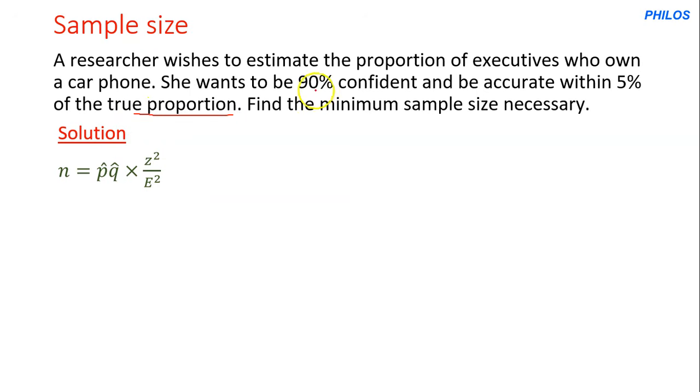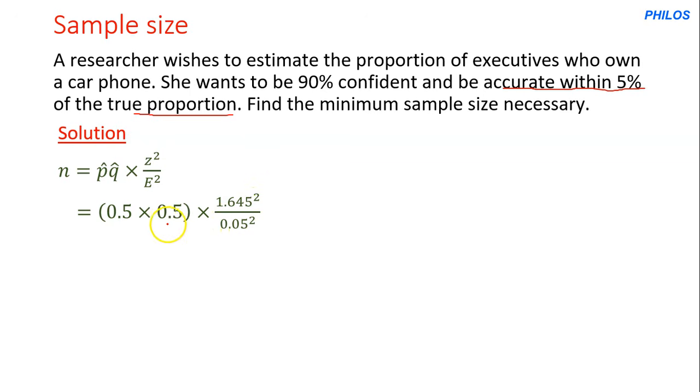When you look at this question, it says she wants to be 90% confident. So in z, whenever your confidence level is 90%, your z score should be 1.645, isn't it? And then they say accurate within 5%, meaning the margin of error is 5%, and that is 0.05. But you can see that we don't know the p hat, and we don't know the q hat also. So whenever you have this kind of question, just take the p hat as 0.5 and the q hat as 0.5. So let's substitute into the formula. That will be 0.5 times 0.5 times 1.645 squared divided by 0.05 squared.